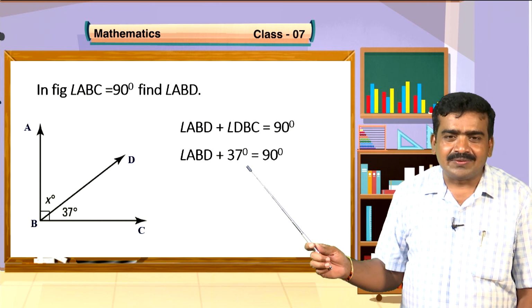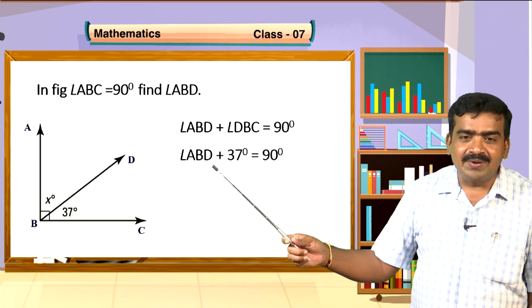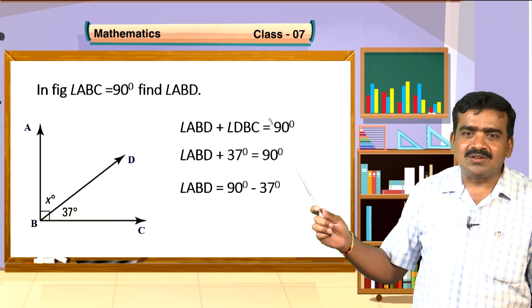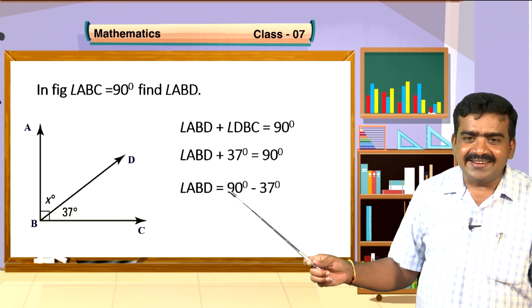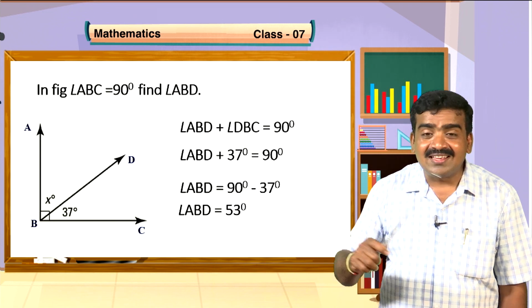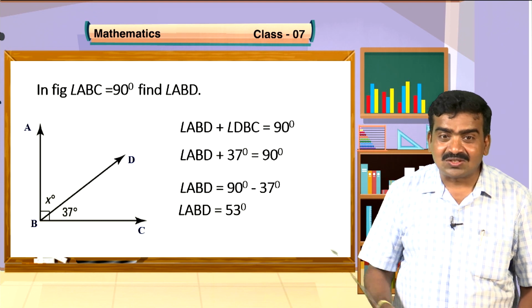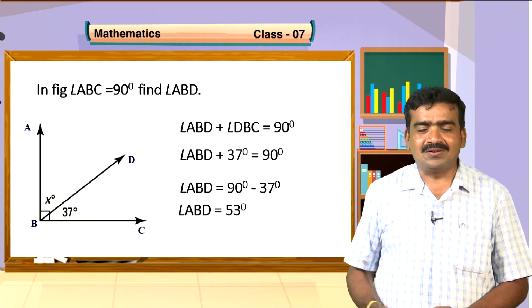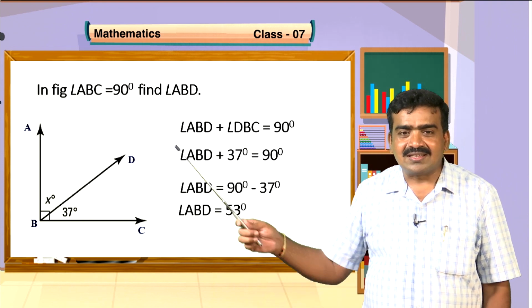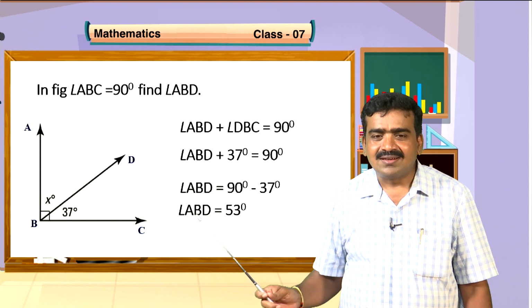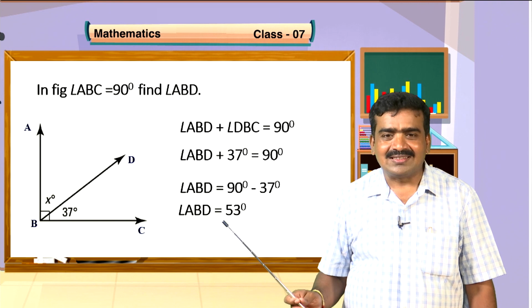Then DBC is given as 37 degree. ABD we have to calculate. Just transpose this 37 degree to the right side. 90 degree minus 37 degree will be 53 degree. Is it understood? Very good. Are you writing all these things? Yes, my dears, please write down and understand the question carefully. Then you can get the answer very clearly and accurately like this.